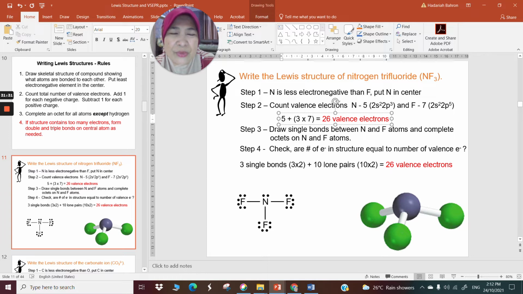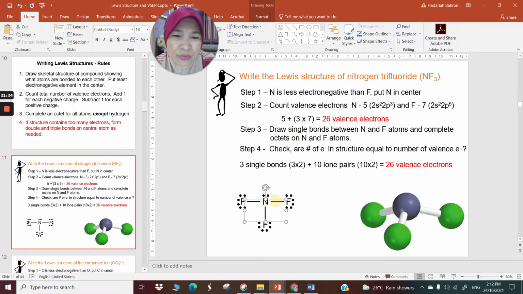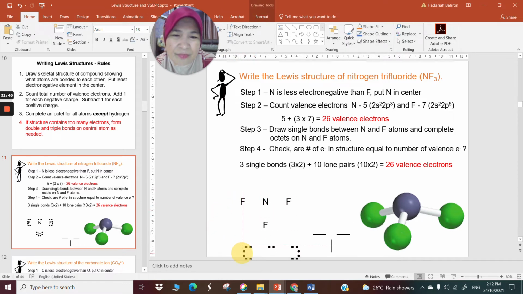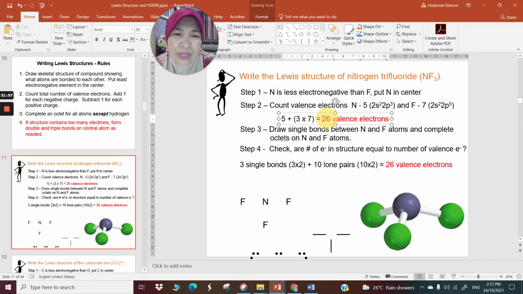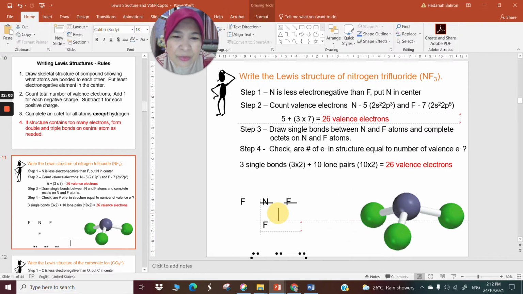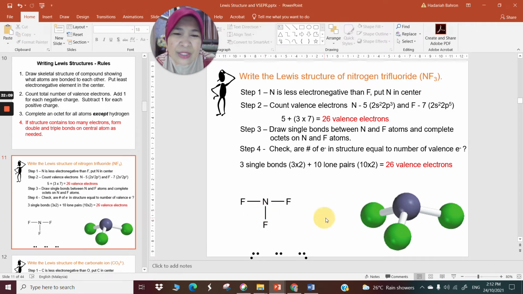Step number 3, you draw a single bond between nitrogen to fluorine. Right, first of all, like that. Step number 1, you just draw this skeleton, N with F, F, F, right? And step number 2, you count the valence electrons, you get 26. And step number 3, you draw the bond between the nitrogen and the fluorine accordingly, like that. So you get that structure.